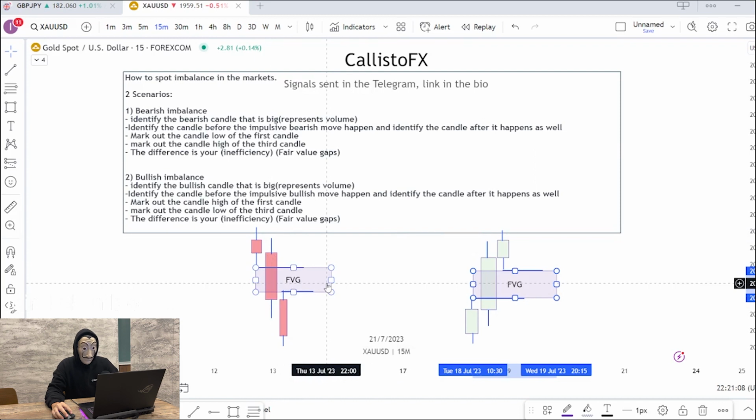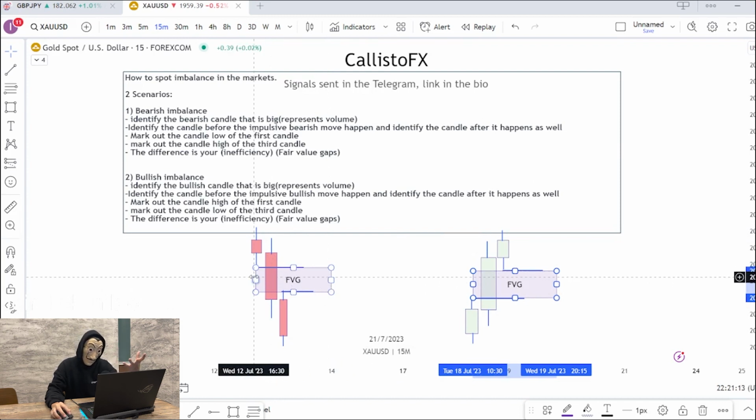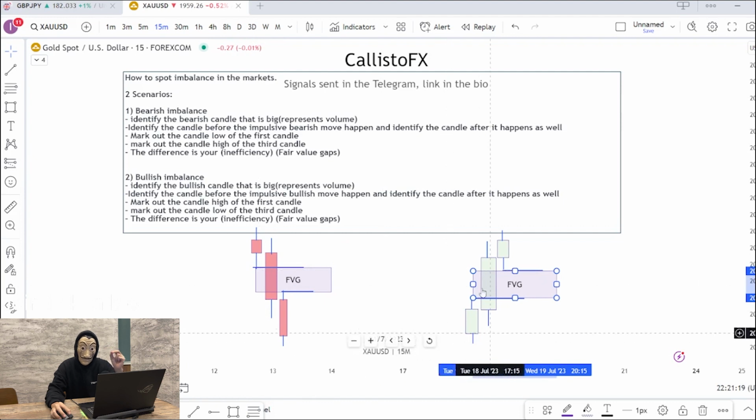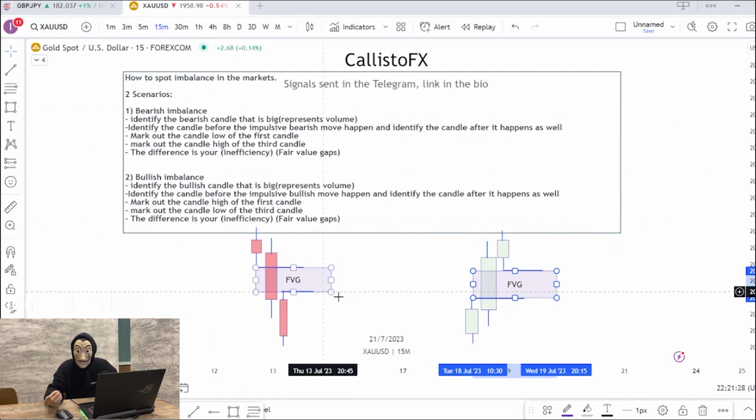So it's pretty straightforward. It's just 3 candles. Mark out your first impulsive bullish or bearish candle, look at the candle before and after, and mark out the highs and lows accordingly, whether they are bullish or bearish. So these are 2 examples. I've written out all the steps already for you guys to take note, so please jot this down.